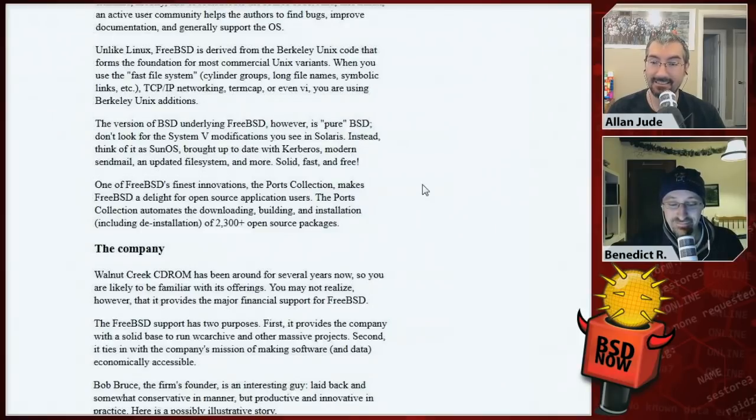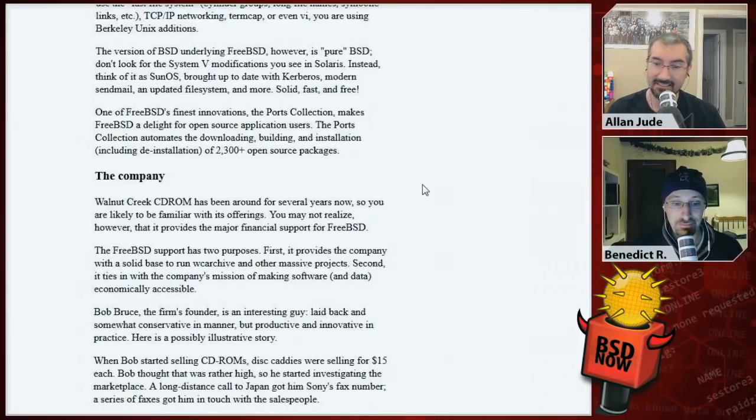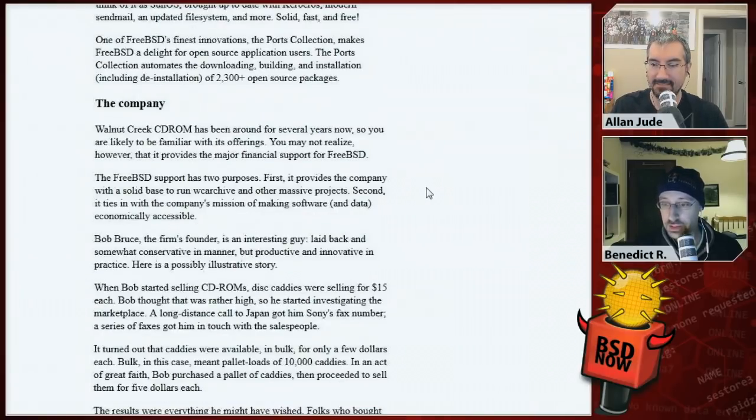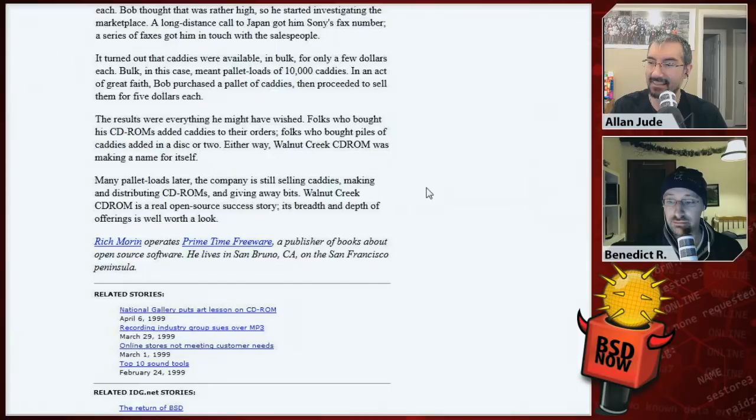One of FreeBSD's finest innovations, the ports collection, makes FreeBSD a delight for open source application users. The ports collection automates the downloading, building, and installation and deinstallation of 2,300 open source packages. I think we're currently at 29,000. Let me check FreshPorts real quick, because they have a graph. But currently, the port count is 32,595. So yeah, used to be impressive. 2,300 in 1999, and that was big.